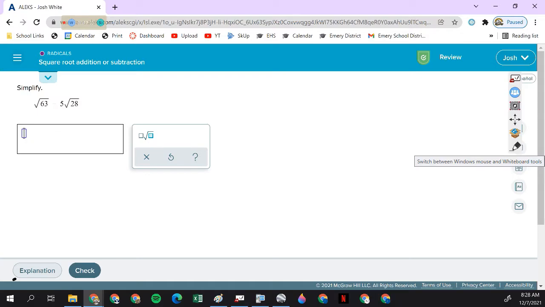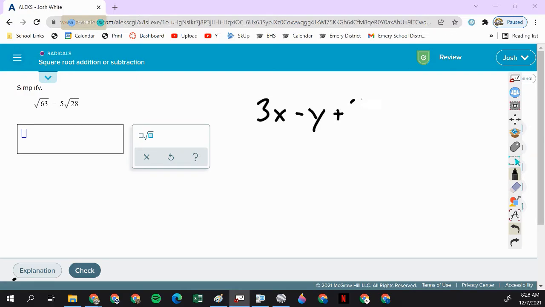Here I have one square root minus another. We can put square roots together if they are exactly the same. So if I had 3x minus y plus 2x, those are common terms, so I can put those two together, and I get 5x minus y.